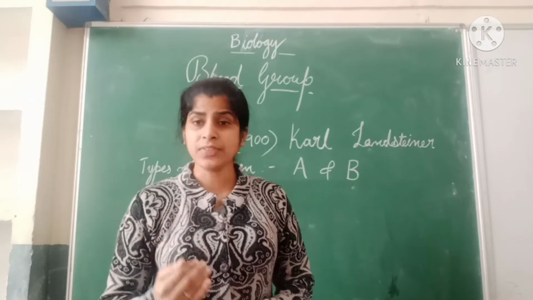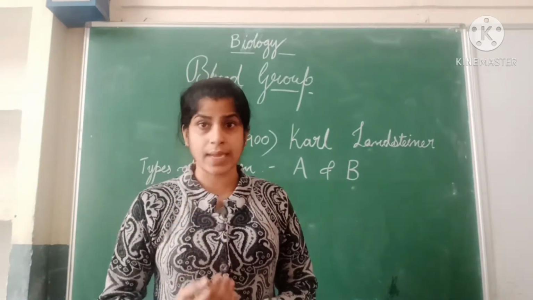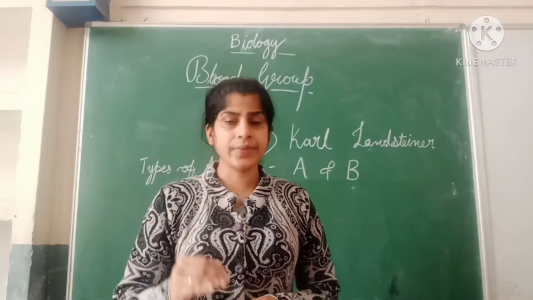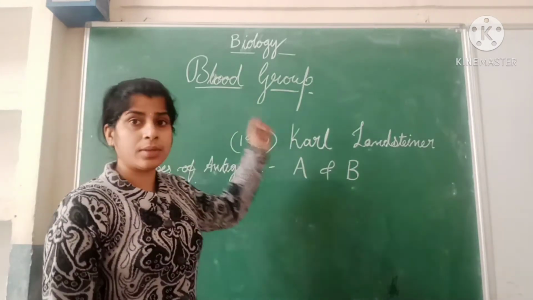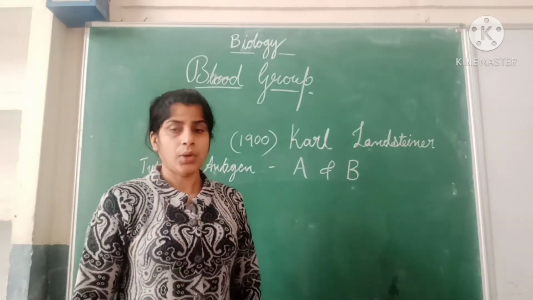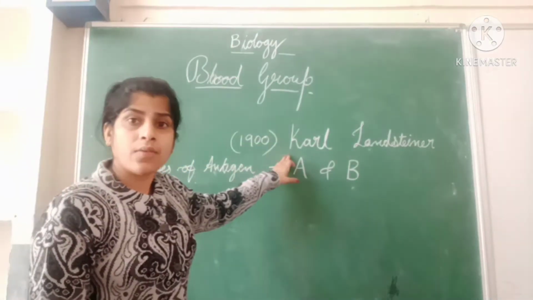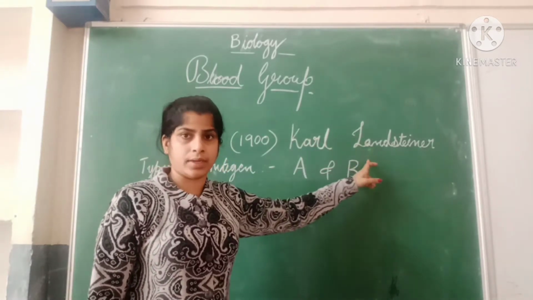In the last video we discussed the cardiac cycle, pulse and heartbeat. Today we are going to discuss the topic of blood groups. Blood groups were first discovered by Karl Landsteiner in the 1900s.